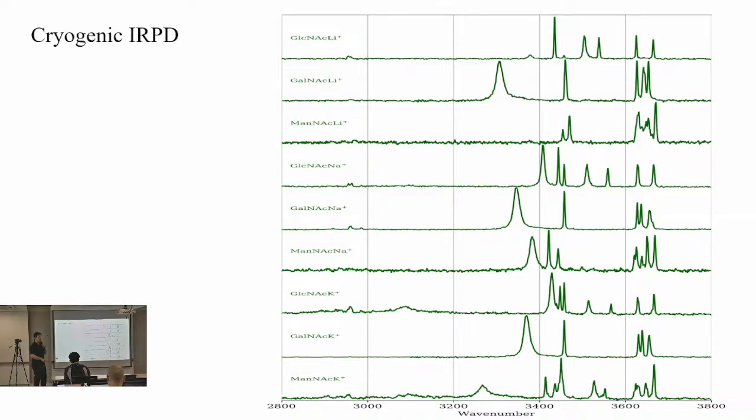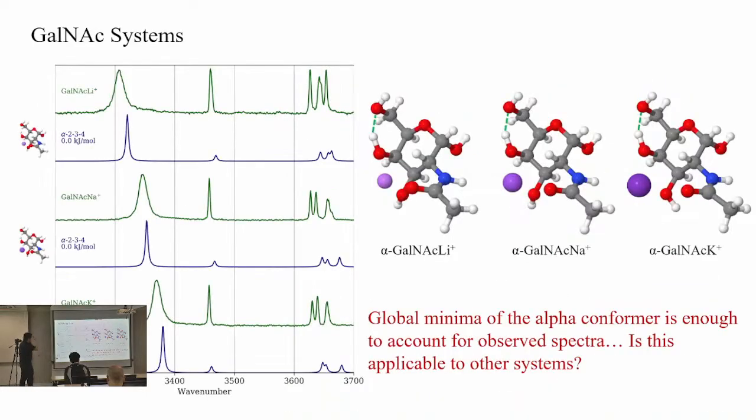We will compare our calculations to these high resolution spectra. So we have worked on only 3, at least. We have calculated all 64, but the experimental data that's available is only for the 3 systems, glucose, galactose, and mannose. So I'll be showing that here.